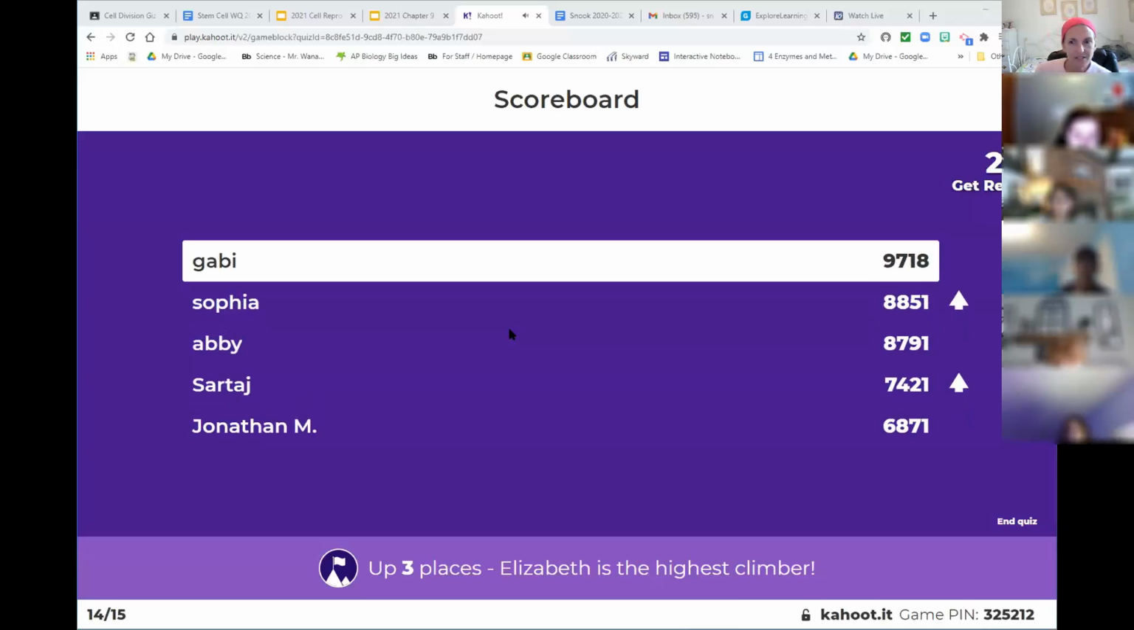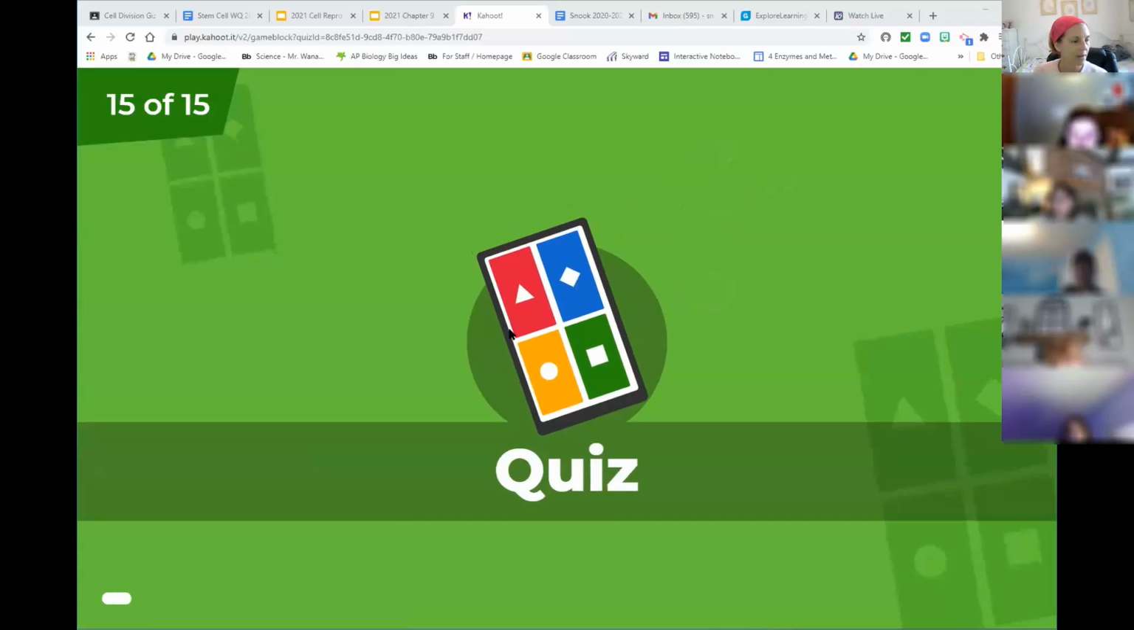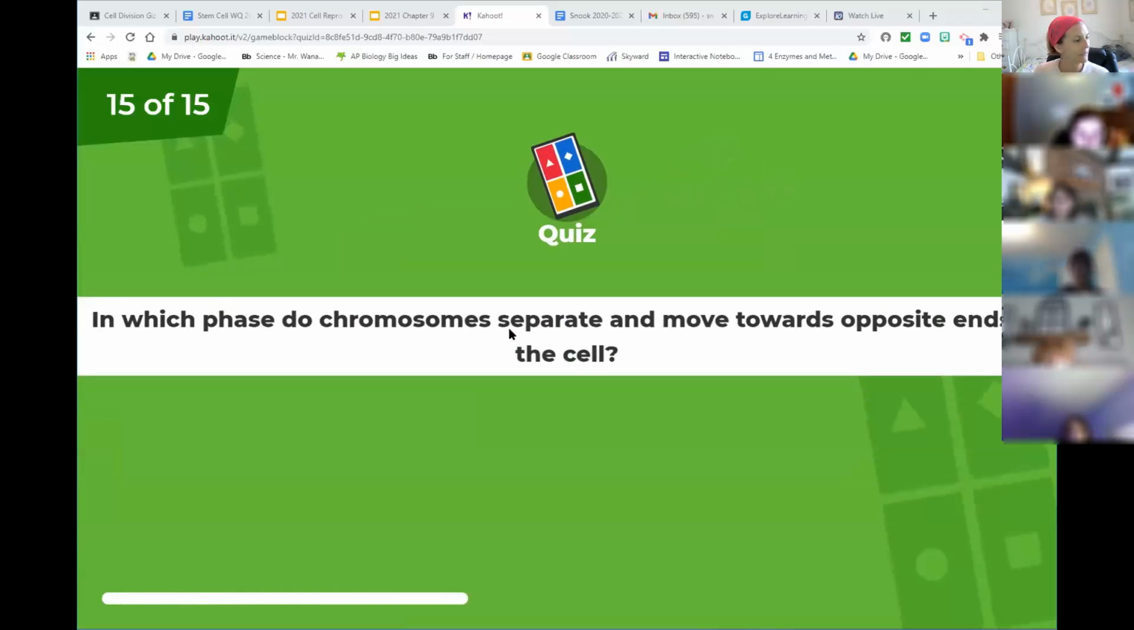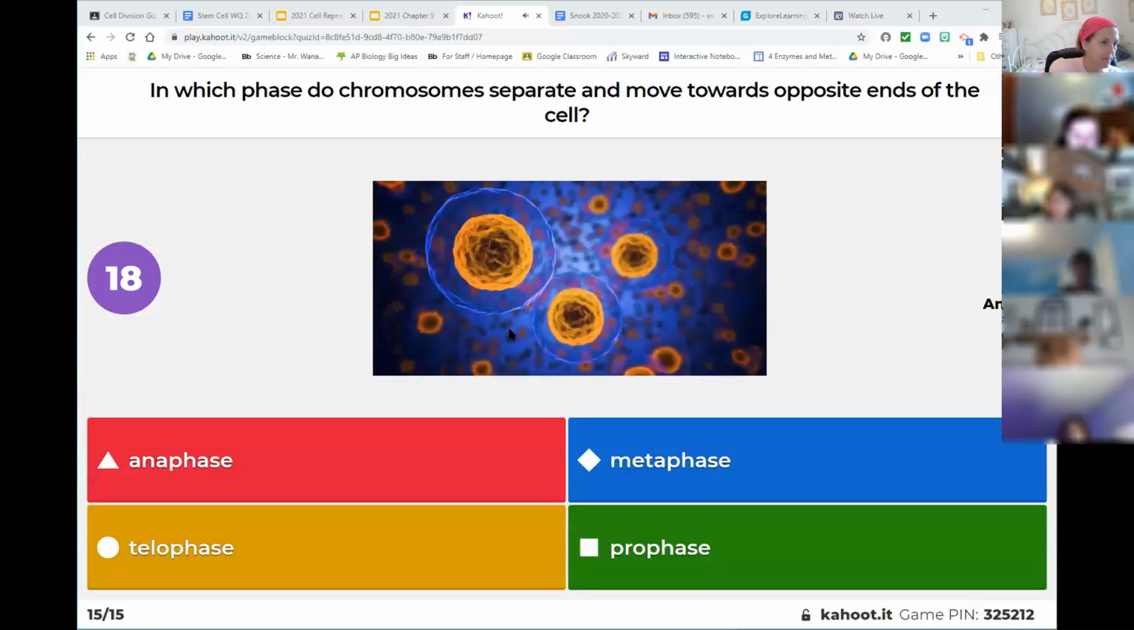A little bit of movement. Sophia's in the top 3. Elizabeth has made some big jumps. Last question, who's the top 3 going to be? Get my pen and paper ready. Chromosomes separate. They move apart.